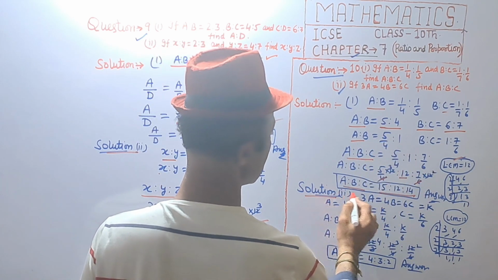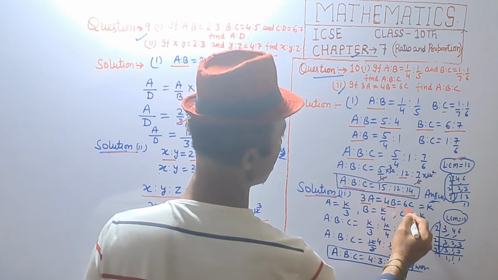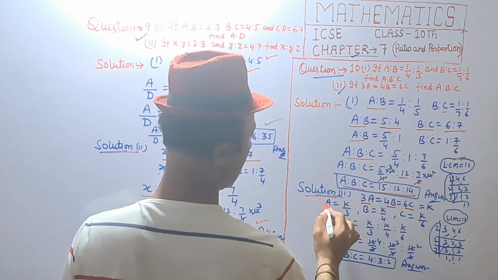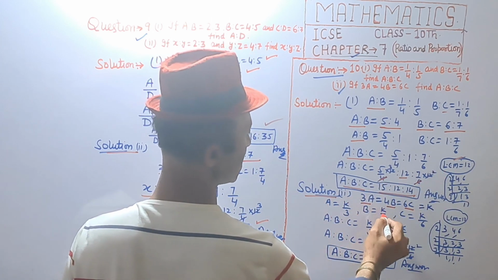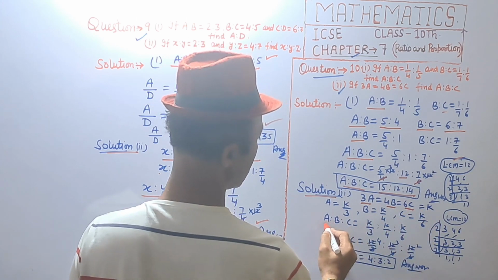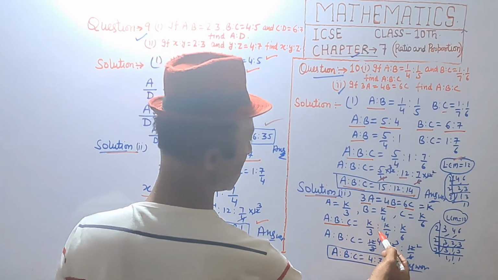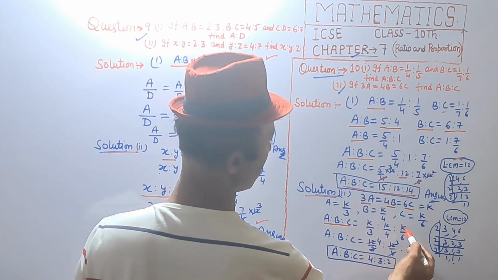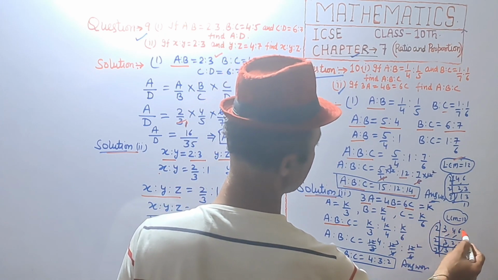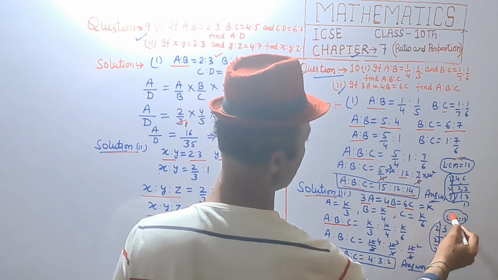And second part, given 3A is equal to 4B is equal to 6C, that is equal to K, assumption. And A is equal to K upon 3, B is equal to K upon 4, C is equal to K upon 6. A ratio B ratio C is equal to K upon 3 ratio K upon 4 ratio K upon 6. LCM of 3, 4 and 6, we get 2 2s are 4, 4 3s are 12.